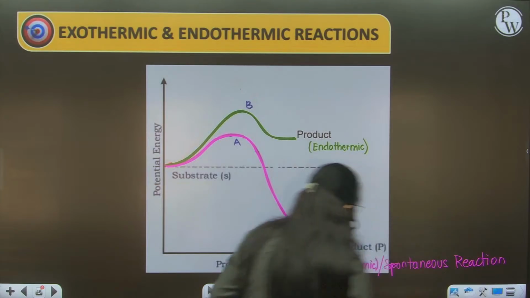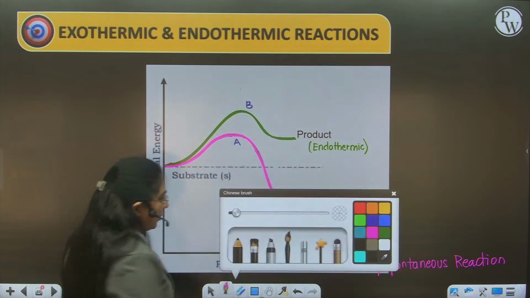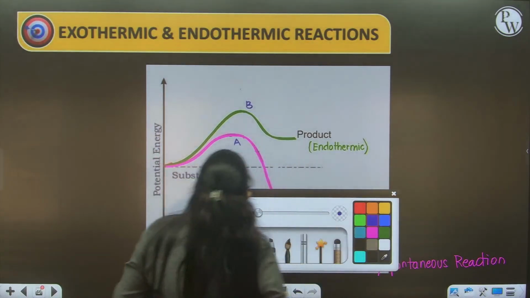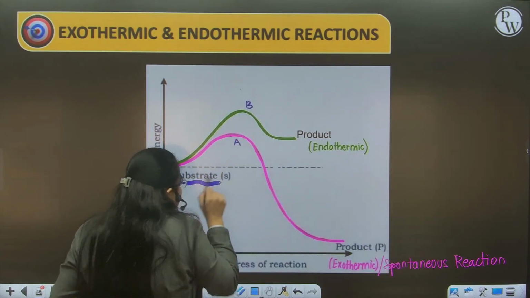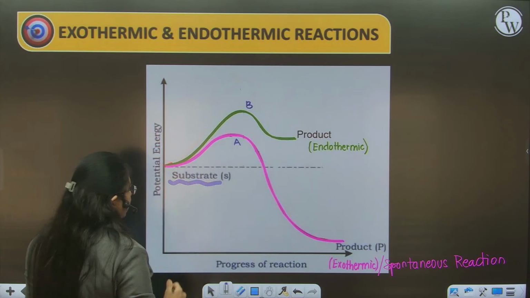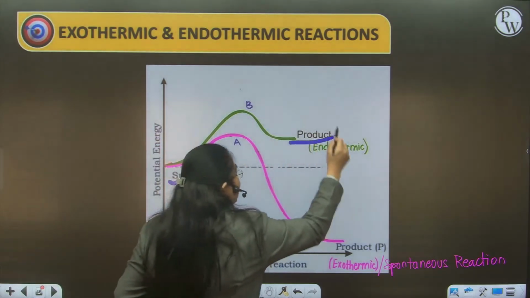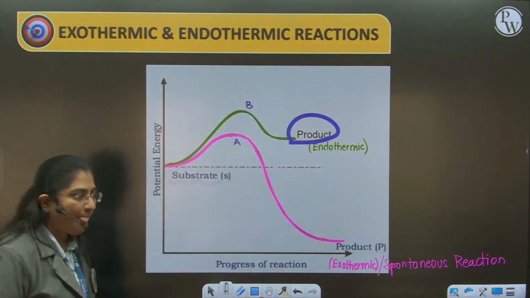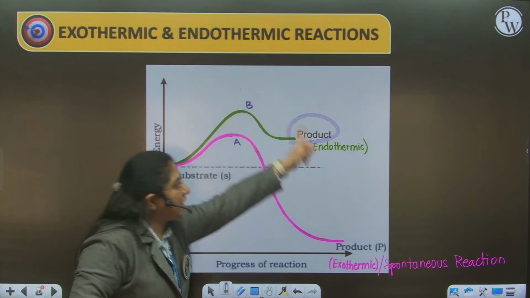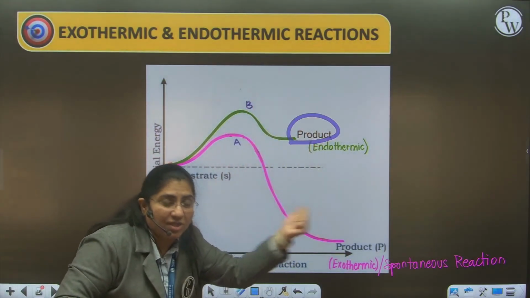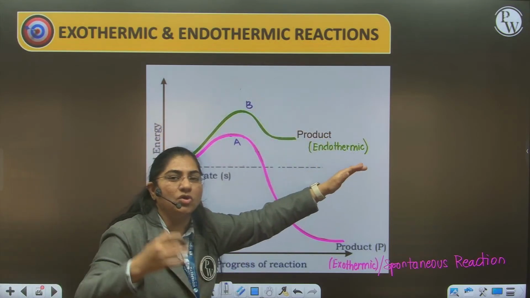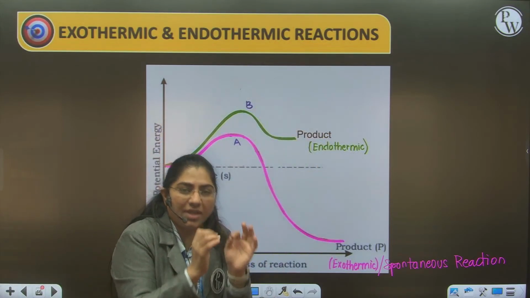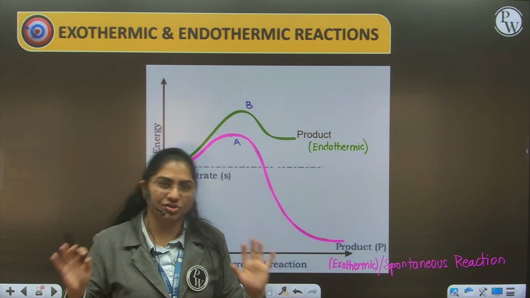Spontaneous reaction. Similarly, if you look at graph 2, you can see that it is graph B. Substrate is present here at a particular energy level. However, product is at a higher energy level. So substrate converting to product is gaining energy. So you are providing energy, and hence you call it an endothermic reaction or energy requiring reaction. Is that clear?